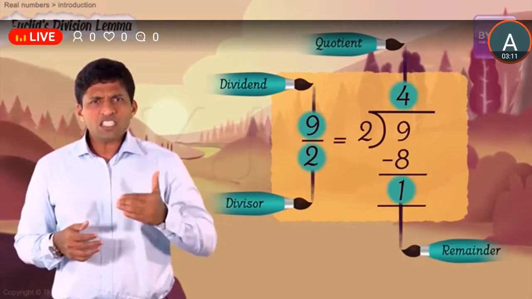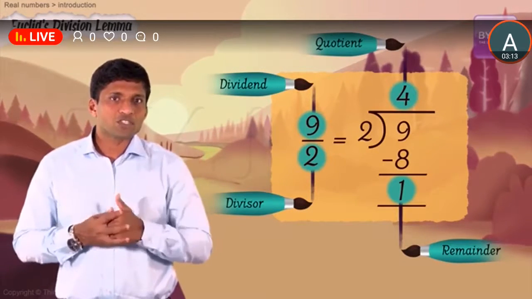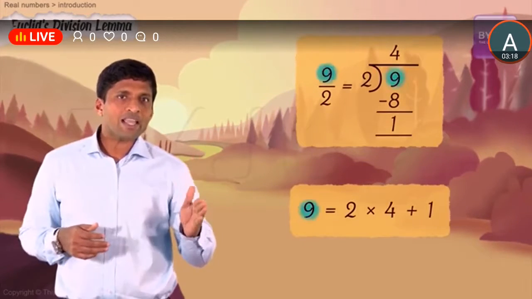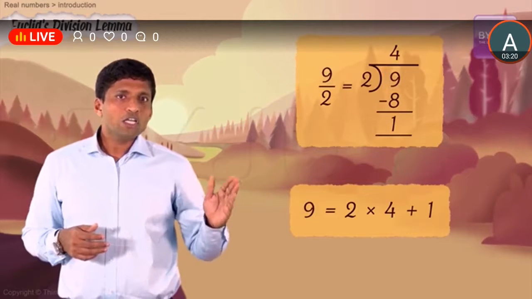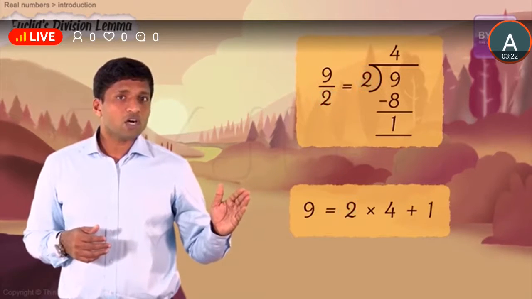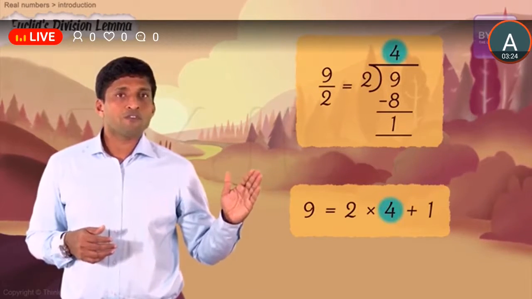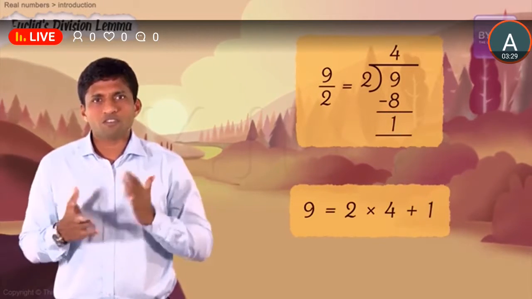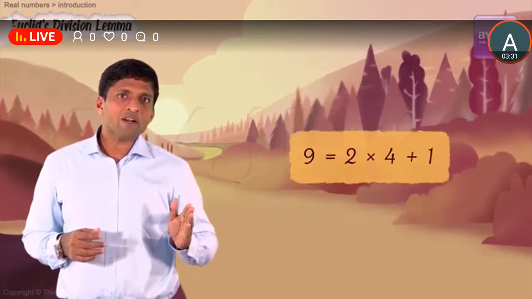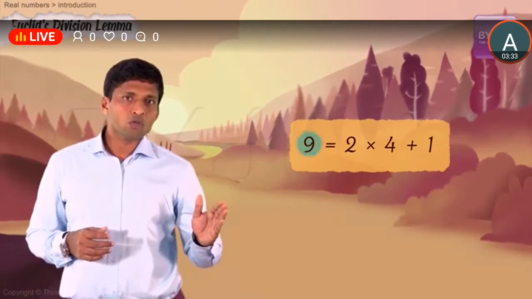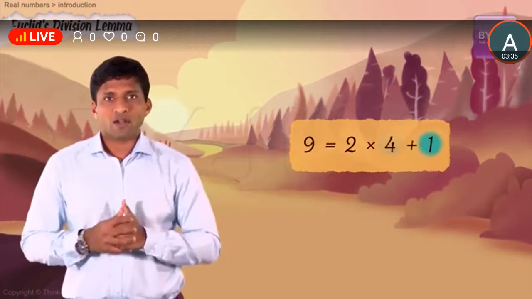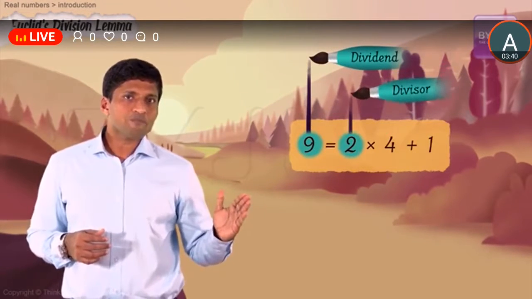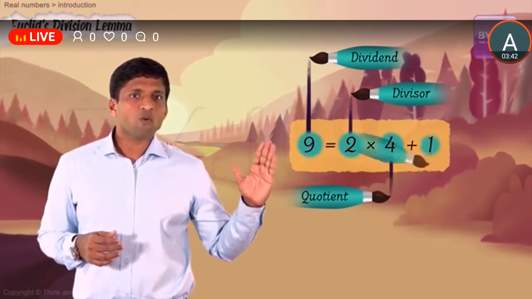There is one more way to write this. Rather than writing it as a division, you can write it as 9 equal to 2, which was the divisor, into 4, the quotient, plus 1. So it's just a different representation of the same thing. That is, 9 equal to 2 into 4 plus 1. In this case, 9 is the dividend, 2 is the divisor, 4 is the quotient, and 1 is the remainder.